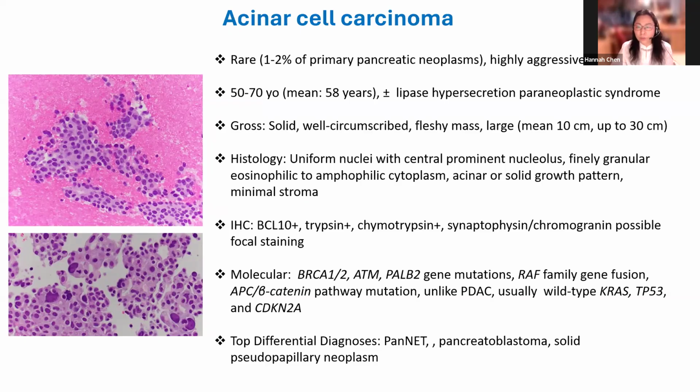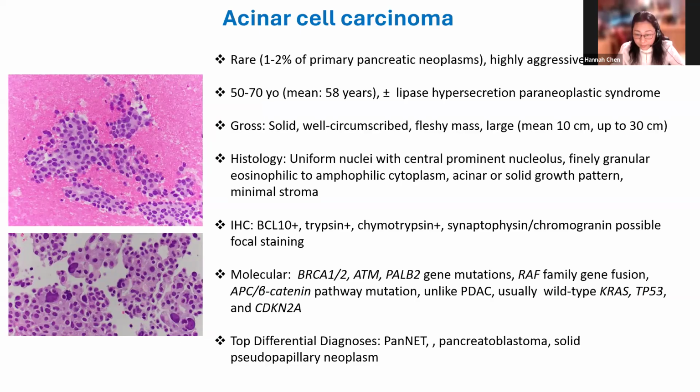Histologically, it's uniform and monomorphic, with uniform nuclei and central prominent nucleoli. It could show fine granular eosinophilic to amphophilic cytoplasm. The tumor is very cellular, with minimal stroma. You can use BCL10, trypsin, and chymotrypsin to highlight tumor cells. This tumor could show focal synaptophysin and chromogranin positivity, but not extensive.